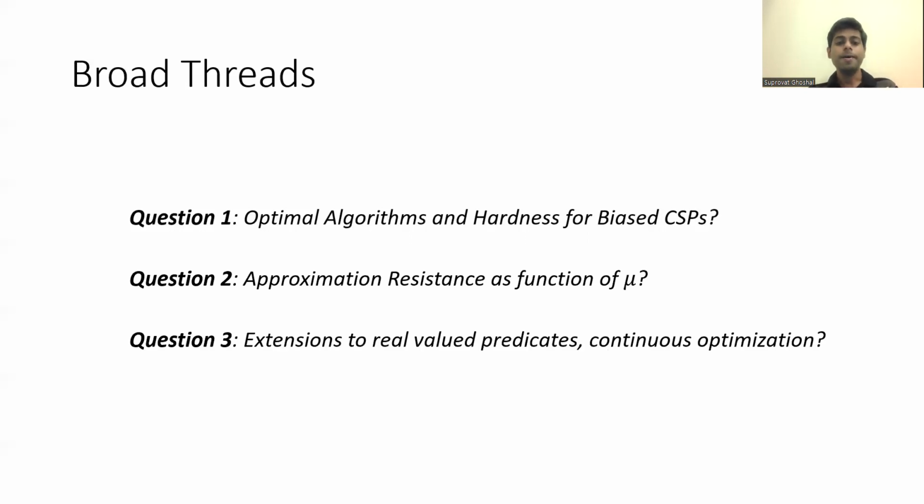And finally, another important thread here would be to understand whether any of this framework translates nicely to the world of continuous optimization and real valued predicates. So there are various problems in the continuous optimization world, which also have local objectives and global objectives. And there's often a smooth trade-off between the two. And hopefully some of the techniques and the framework introduced here can be used to address some of these questions in the continuous optimization world. So this concludes my talk.